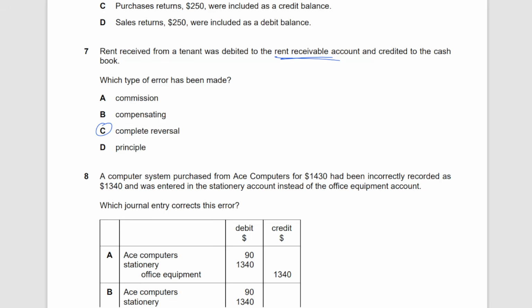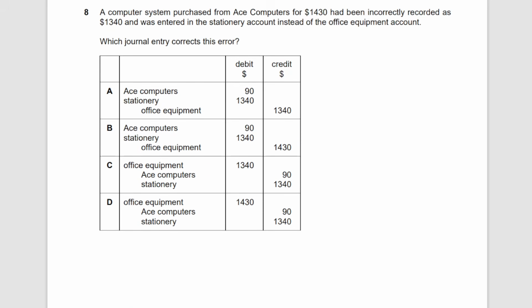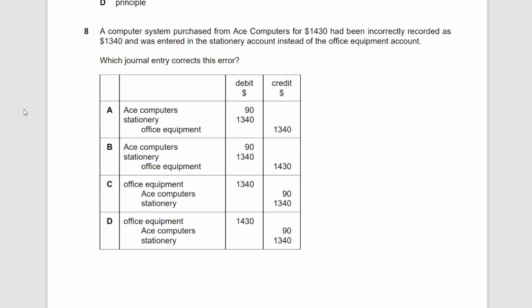It's a complete reversal. A computer system purchased from Igcse Computers for 1430 had been incorrectly recorded as 1340. So there was an understatement of, let's see, 1430 minus 1340. 90.